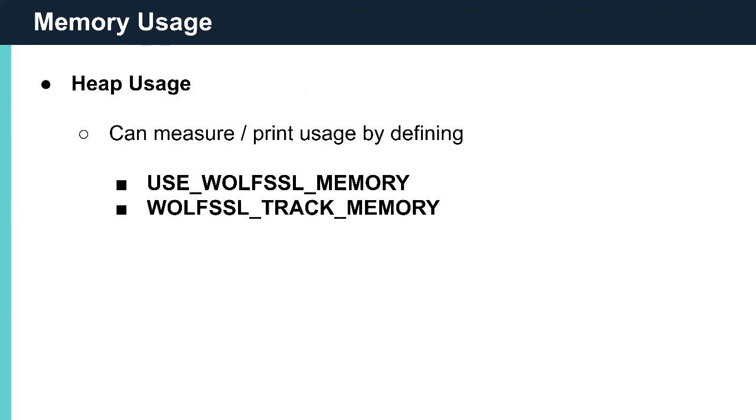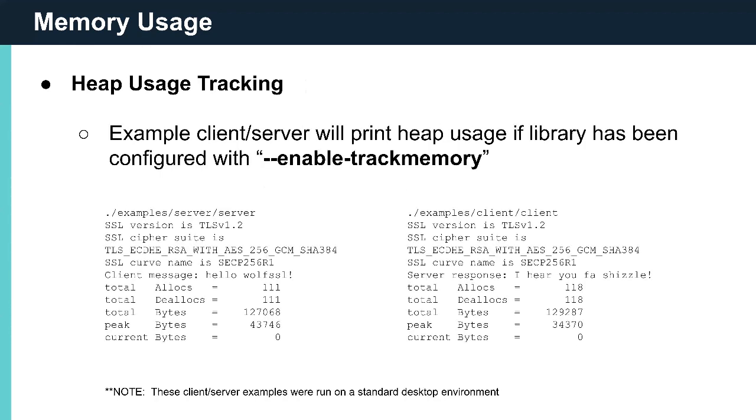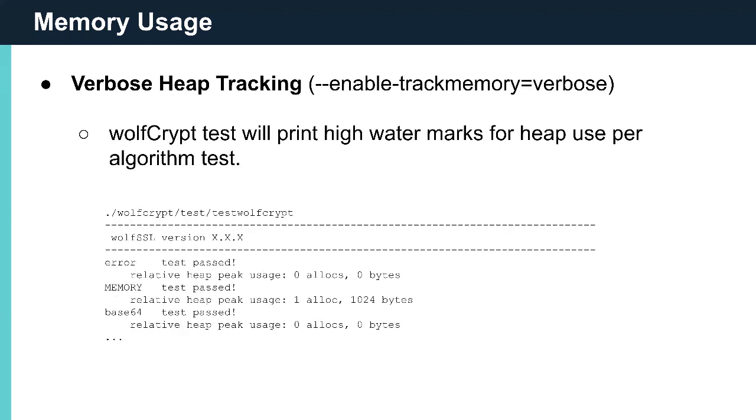For heap usage, we have a couple options. We have USE_WOLFSSL_MEMORY and WOLFSSL_TRACK_MEMORY, which enables memory tracking of the dynamic memory. If you do --enable-trackmemory, the examples will print a summary of your dynamic memory use at the end: total allocs, deallocs, bytes used, peak bytes, and then current bytes, which should be 0 by that time. We have a verbose heap tracking that is enabled with enable track memory equals verbose. When using this, the wolfCrypt test is going to print high watermarks for heap use per algorithm.